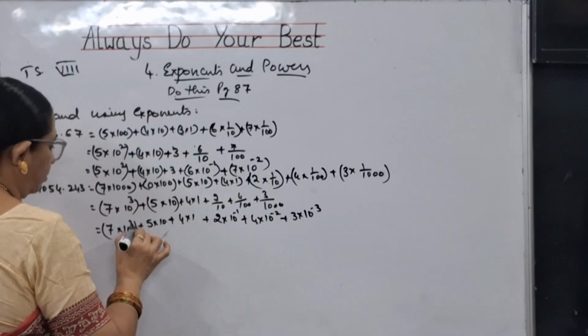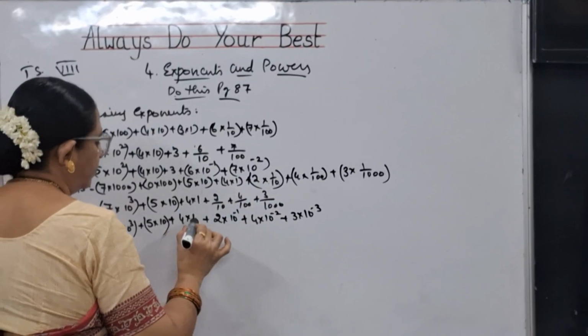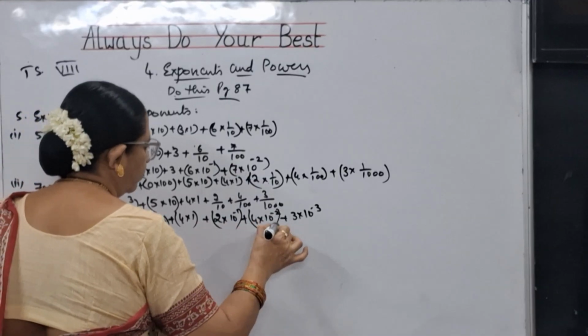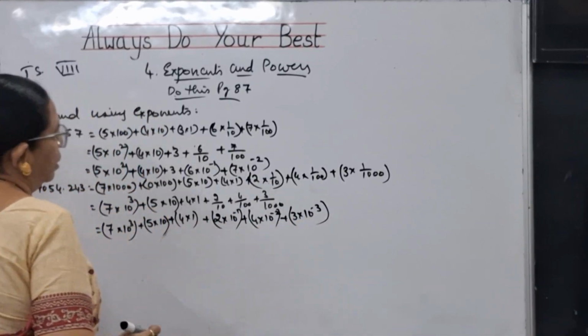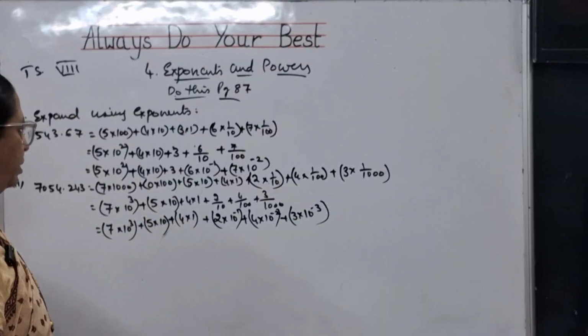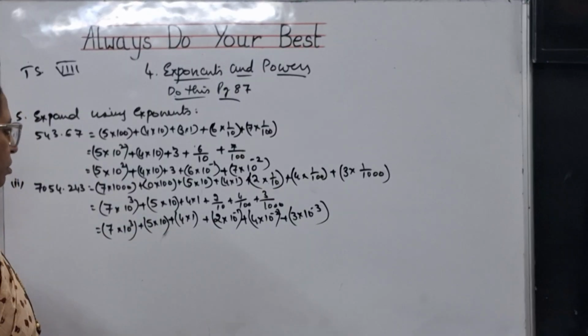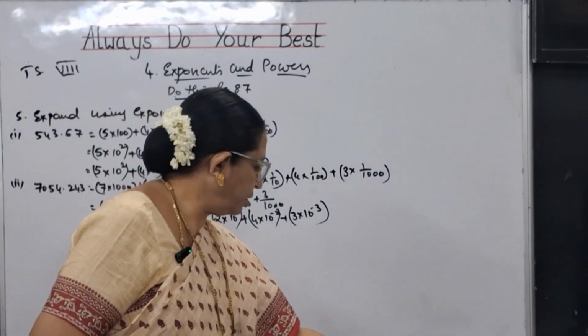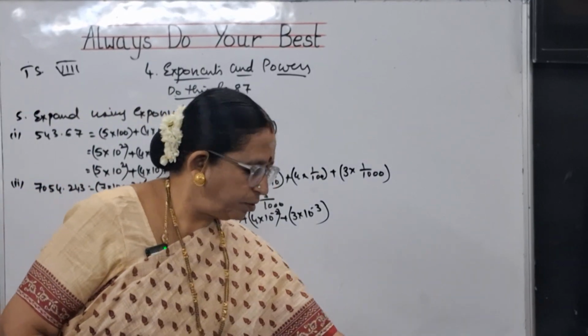Okay, so here also: 4 into 1 plus 2 into 10 to the power of minus 1, 4 into 10 to the power of minus 2, 3 into 10 to the power of minus 3. So write down this, children.